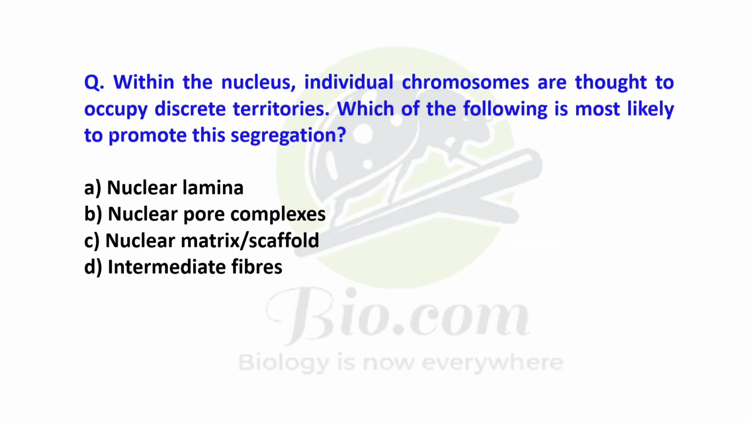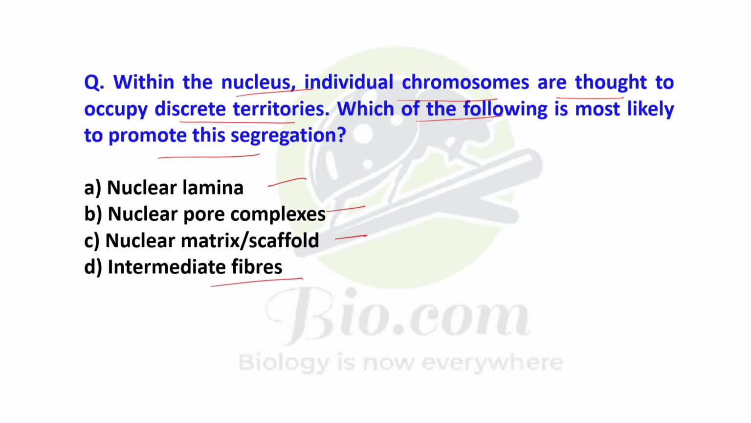So now next question. Within the nucleus, individual chromosomes are thought to occupy discrete territory. Which of the following is most likely to promote this segregation? Nuclear lamina, nuclear pore complex, nuclear matrix scaffold, or intermediate fiber.